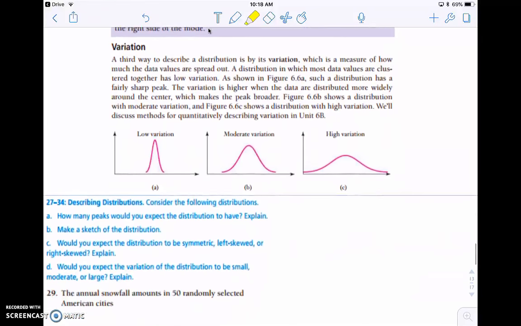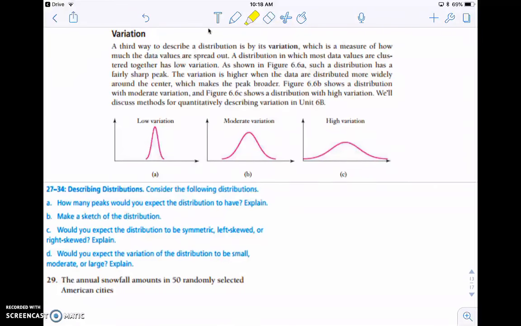So a third way we describe distributions is based off of what we call variation. Now we're going to talk about variation very generally here, but variation is just a measure of spread. How spread out is our data? So if the data tends to cluster or get really close together, a lot of things are really close, then we have what we call low variation. We get a very sharp peak like this. So we get a single peak. They're all clustered really close together.